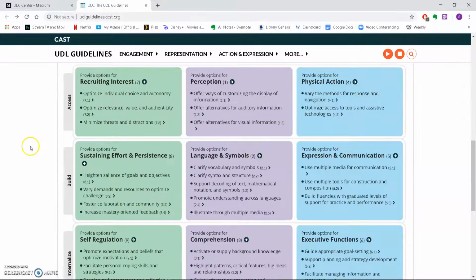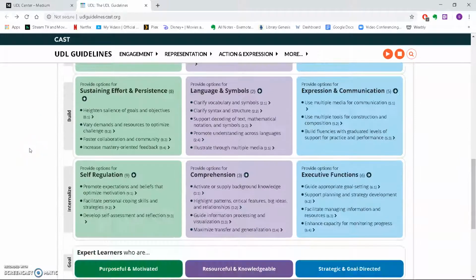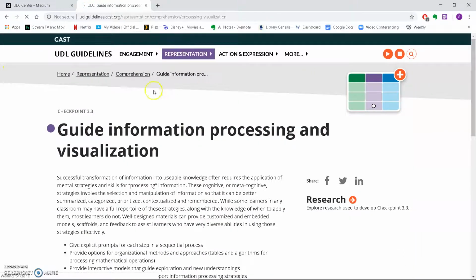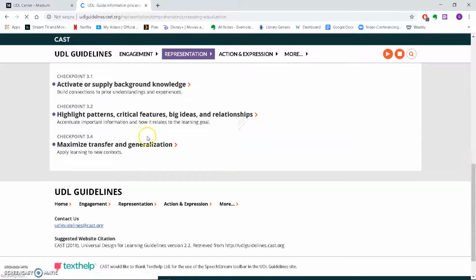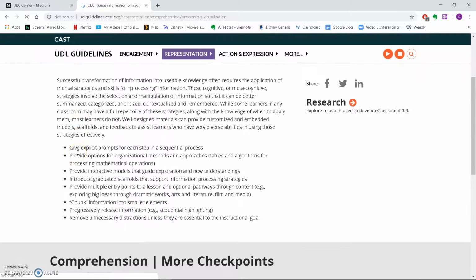And it goes through a lot of ways to really think about what you're going to be doing. So, especially if you want to work on comprehension or self-regulation, you can look here at highlighting patterns, guides, and it leads you to a bunch of really useful information and things to consider and offer to your students.